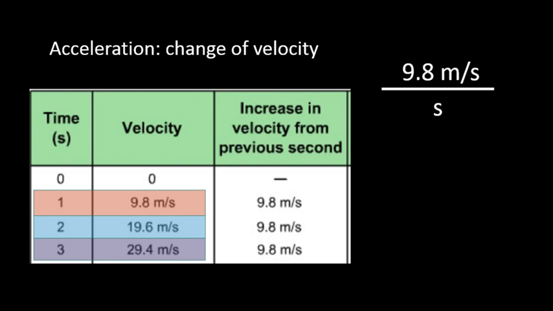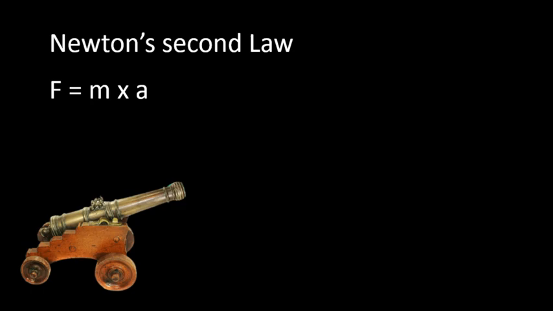All right, so that's acceleration. And keep in mind that we could have a positive acceleration where something is going faster. We could also have a negative acceleration where the object is going slower, and often we use the term deceleration at times. And that brings us to Newton's second law, and the second law of acceleration is the formula force equals mass times acceleration.